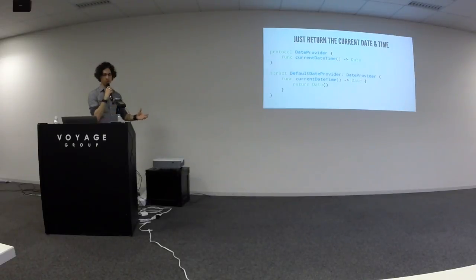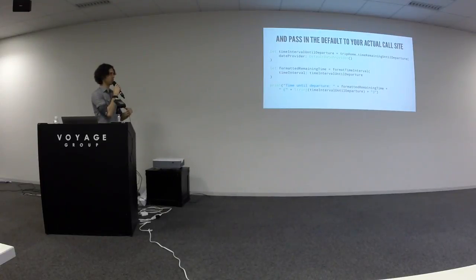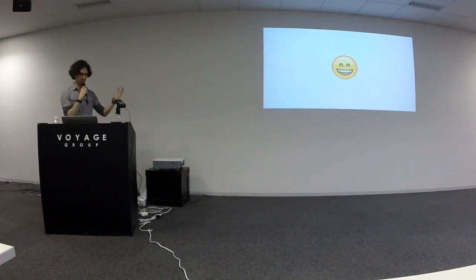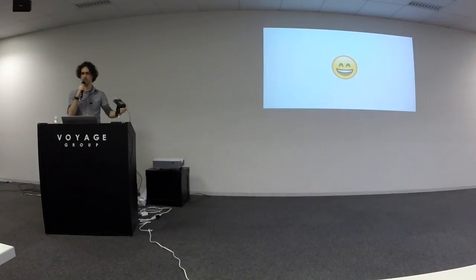And so this is the first change. The next change that we need to do is we just need to pass in this default date provider into the call site. So for our actual code, this gets updated to look like this. Our trip home is already defined, and we call time remaining until departure, and we pass in our default date provider as our date provider into the method, and we can format our time and print that out and get exactly what we were looking for. And with that, it satisfies our test. That gives us the ability to test this with the current date and time.